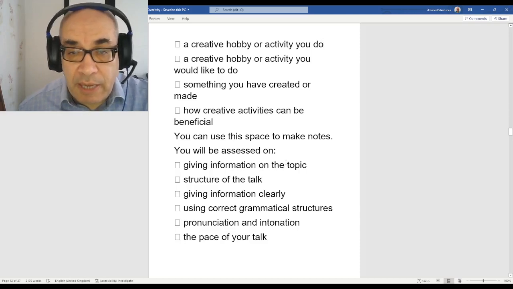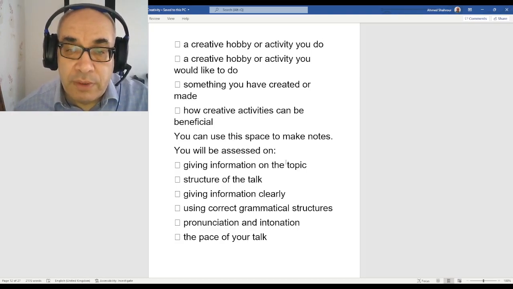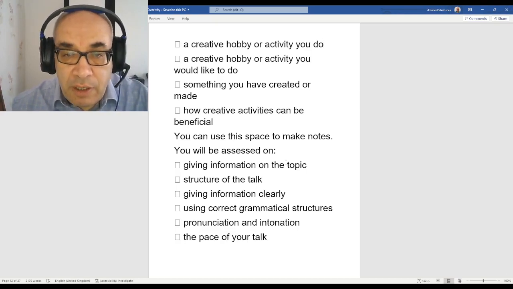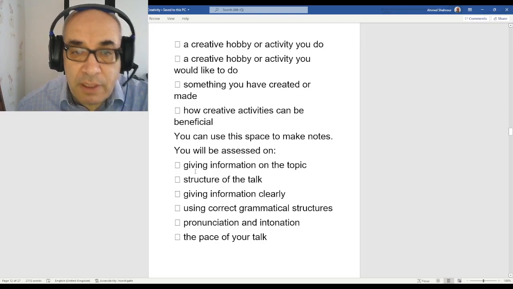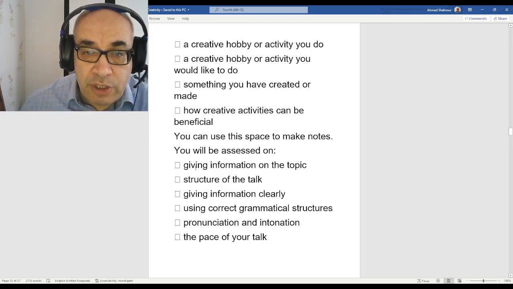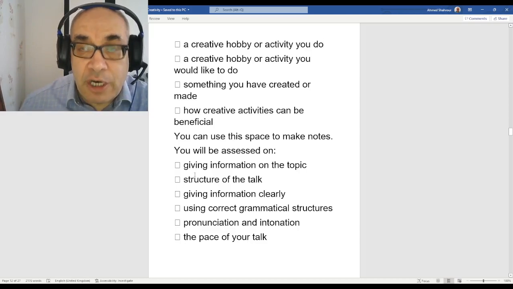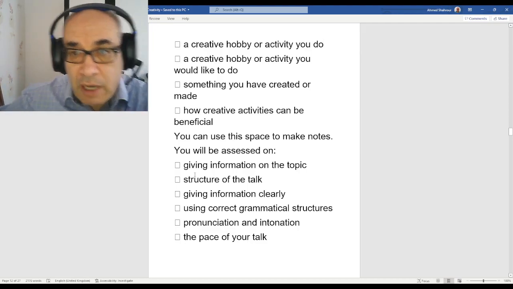So in the exam, the teacher is going to assess you. It's going to correct your work. But how? So the teacher is going to check, as you can see, these 6 points. First, the teacher is going to check, number 1, do you really give information on the topic, which is creativity? The structure of the talk, how do you start your talk and how do you finish your talk?